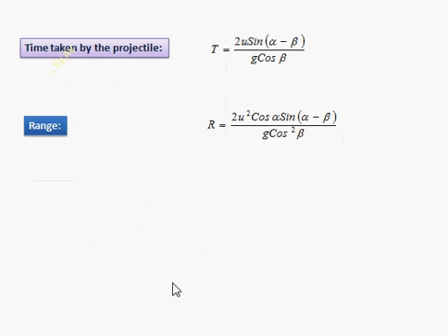Okay, with this we have calculated two different formulas which can be utilized for the problems. So with this I am concluding this video.